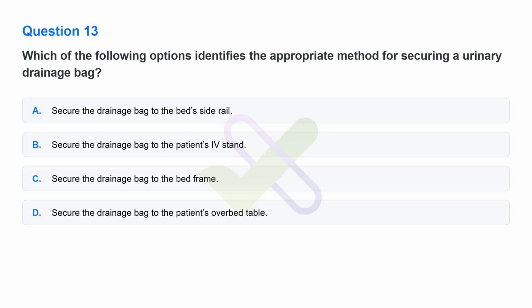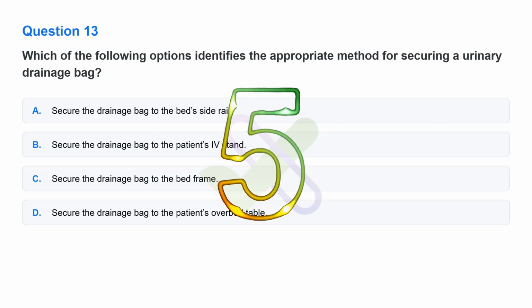Which of the following options identifies the appropriate method for securing a urinary drainage bag? A. Secure the drainage bag to the bedside rail. B. Secure the drainage bag to the patient's forestand. C. Secure the drainage bag to the bed frame. D. Secure the drainage bag to the patient's overbed table.